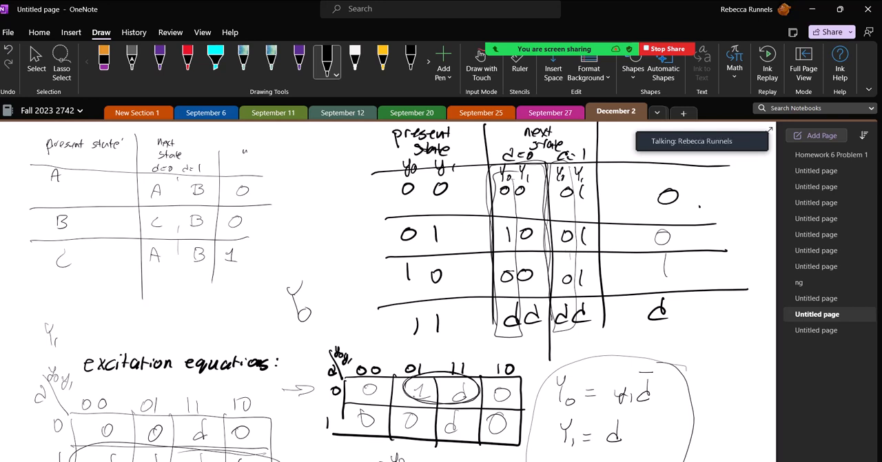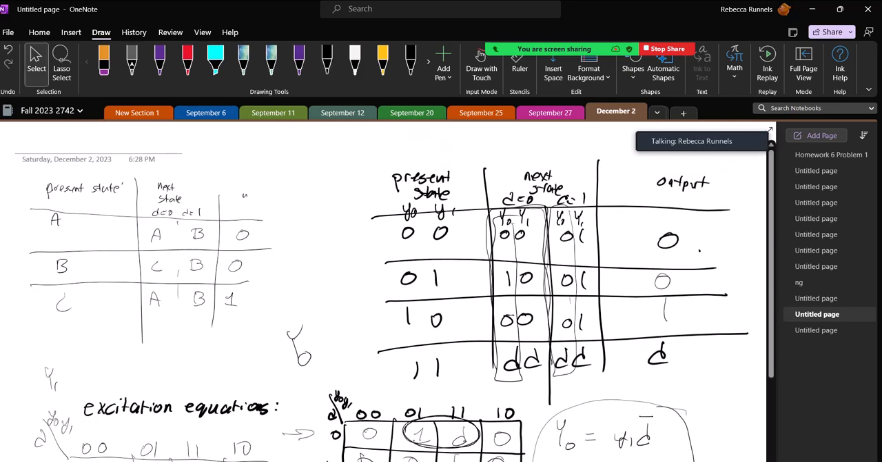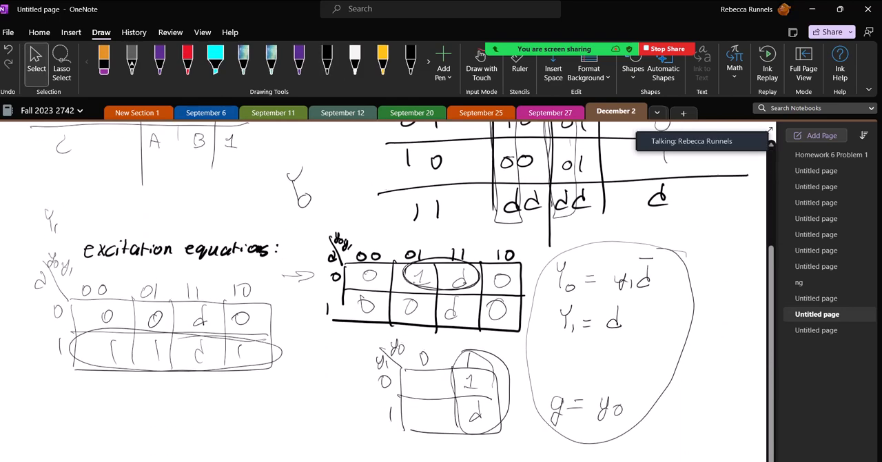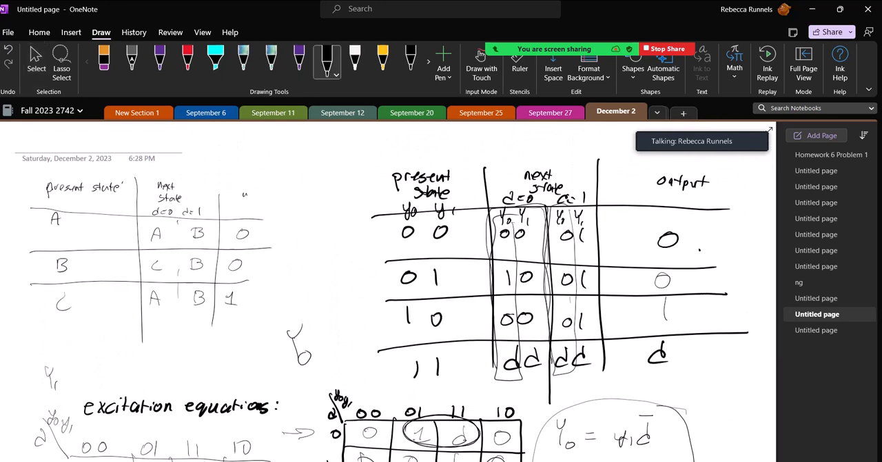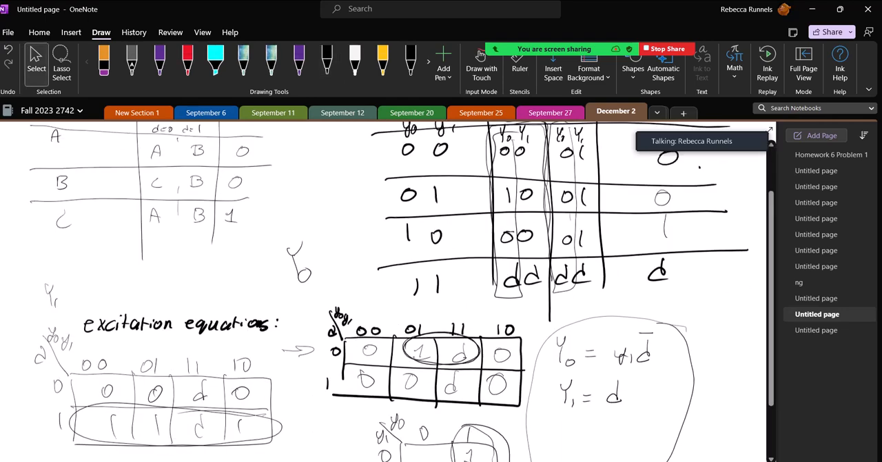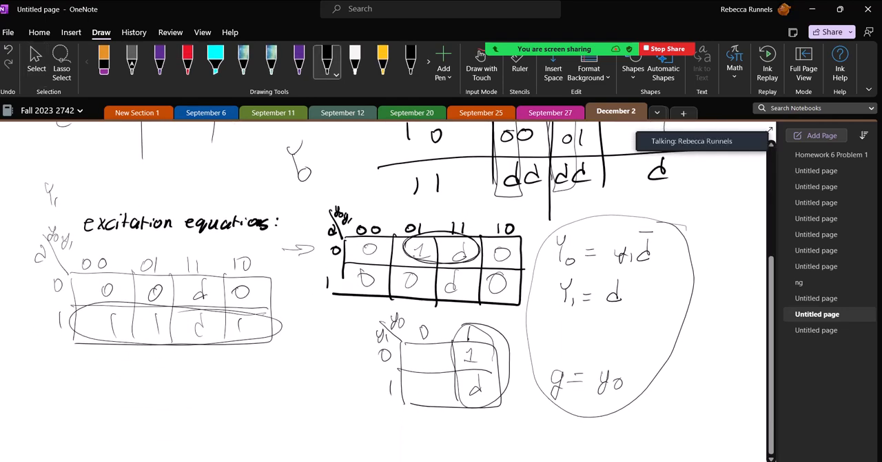And for the output, it's just two variables, and it only depended on the state. When y0 was 1 and y1 was 0, it was a 1. When they were both 1, it was a don't care.